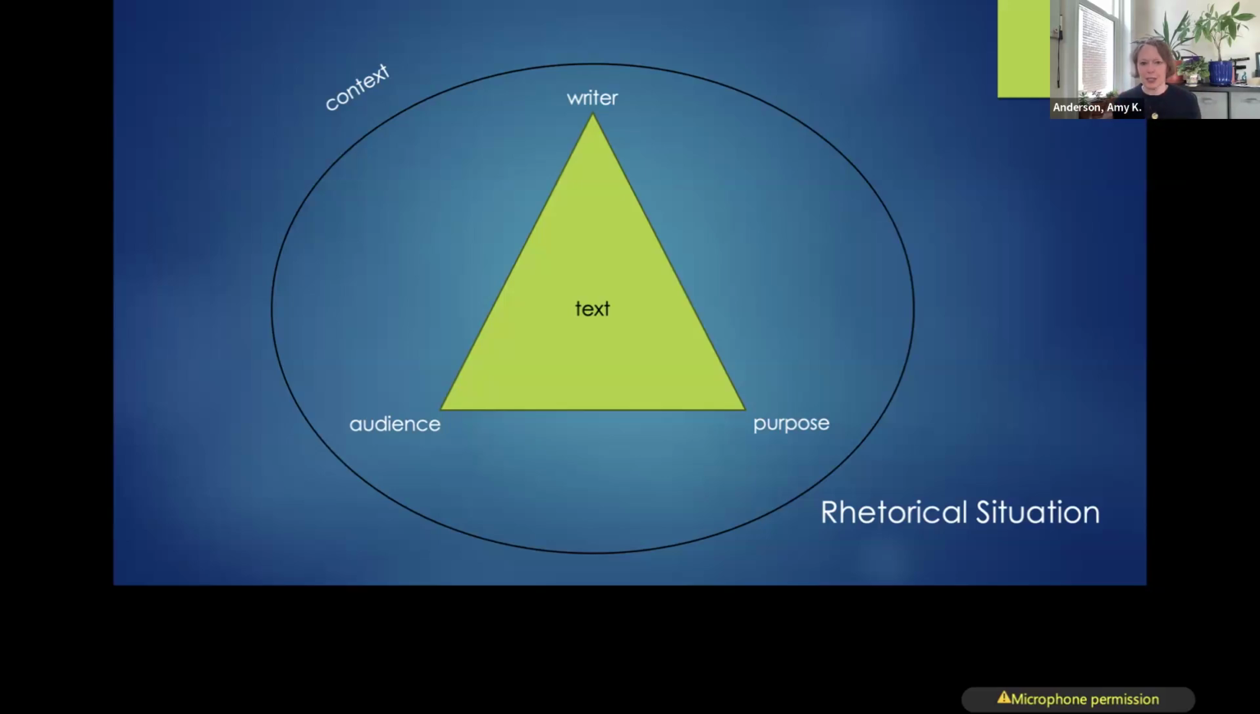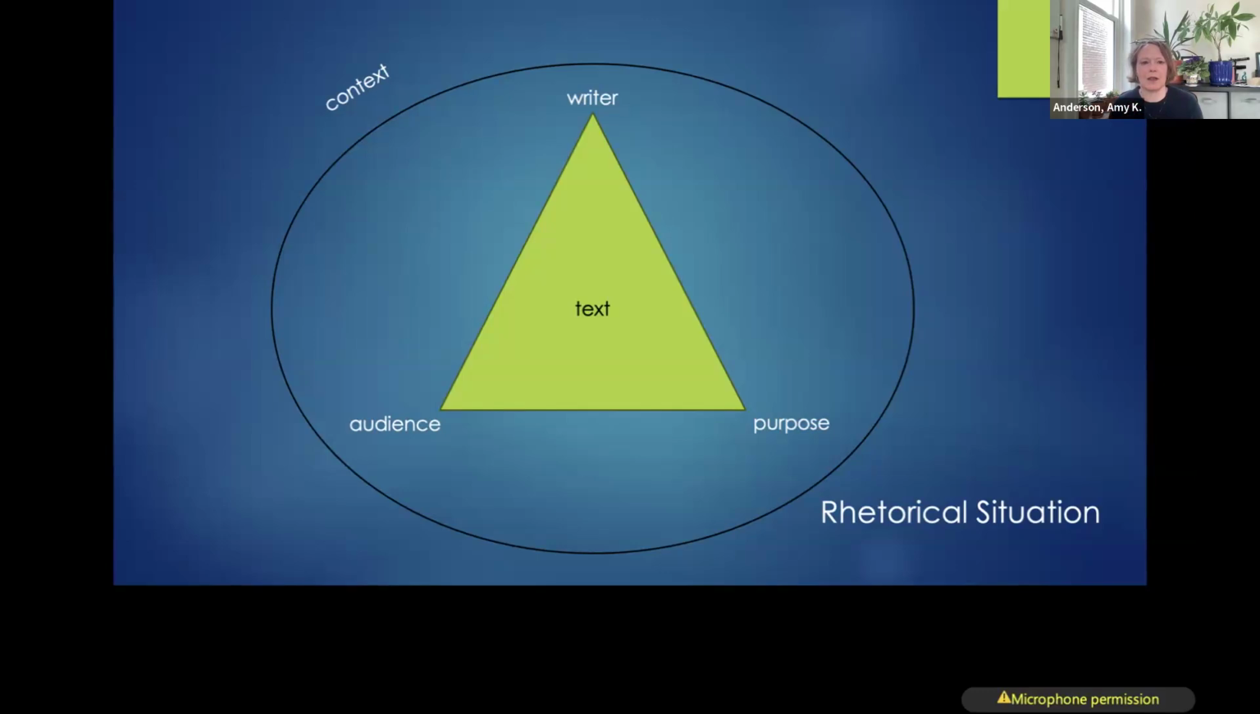So, given a particular situation where they need to communicate something, what are the different factors that are going to influence that text? The central triangle contains the core factors. You've got the writer themselves at the top. Who are they? What is their identity? You've got their audience. Who are they trying to communicate to? You've got their purpose. What's the thing they're trying to communicate? And all of that occurs within a broader context.